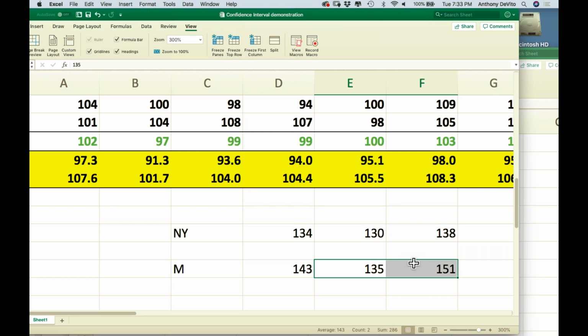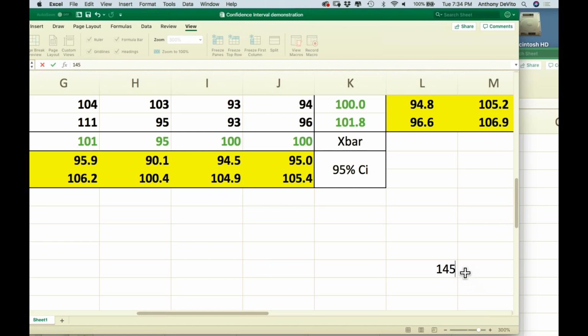Can you tell me with much certainty, based on these two samples, that Miami has a different cholesterol level? You can't, because it could be 135 for Miami and 138 for New York. They overlap, don't they? If they didn't overlap, let's say instead of 130 to 138, New York was 141 to 145.